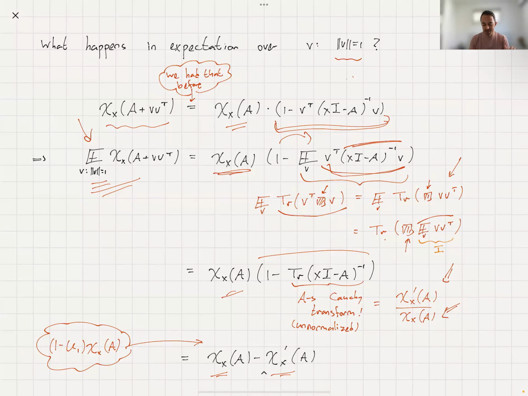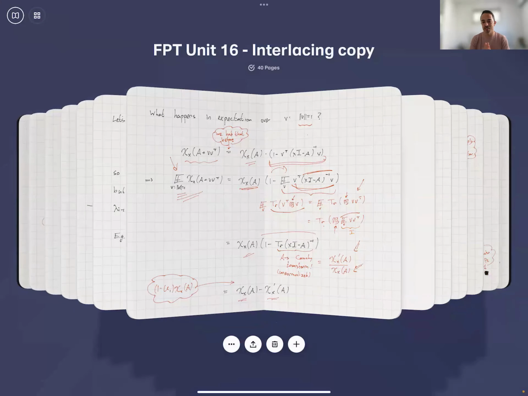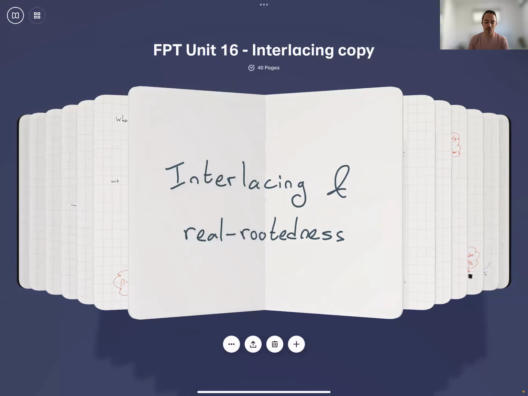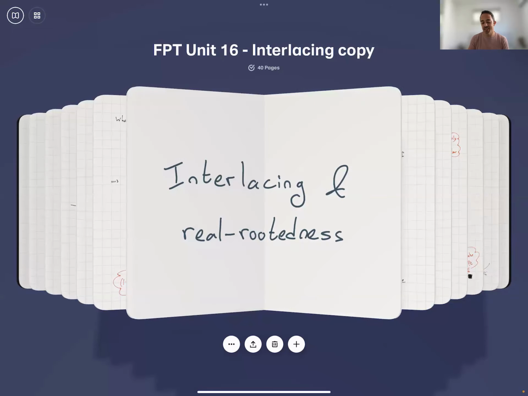So again, I did all of that just in order to show you how interlacing works in its simplest form when you do a rank 1 update. And next up, we're actually going to talk about interlacing and its relation to real rootedness. So it's kind of a different facet of that thing. Okay, but I think that's enough for this video, and I'm going to continue in another video.